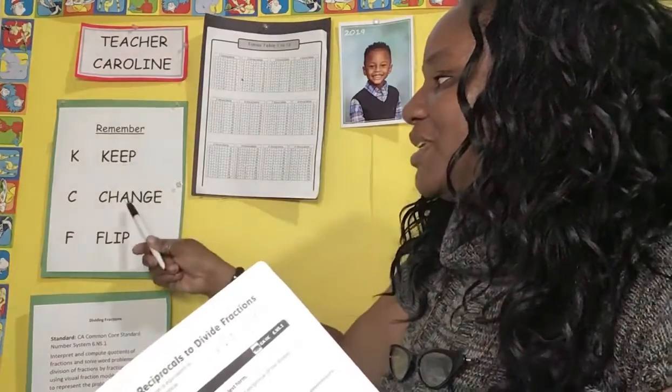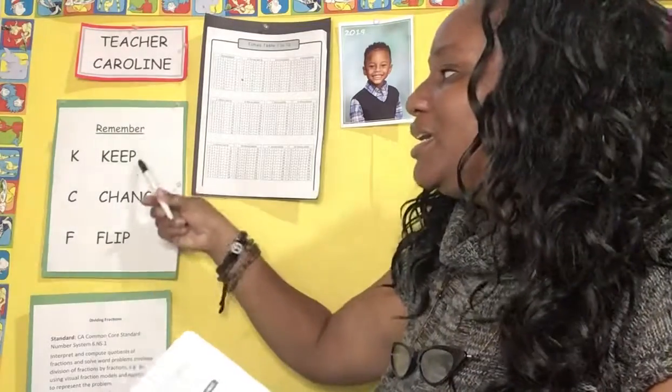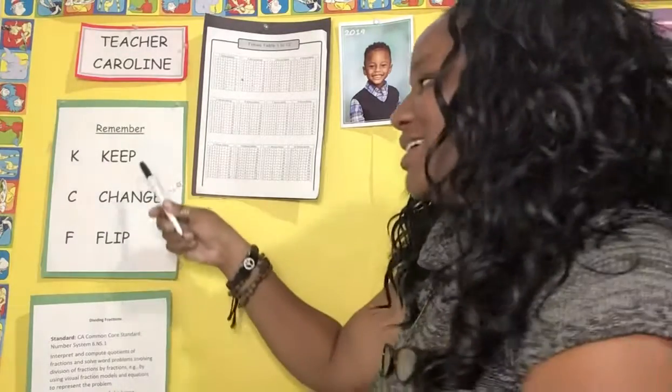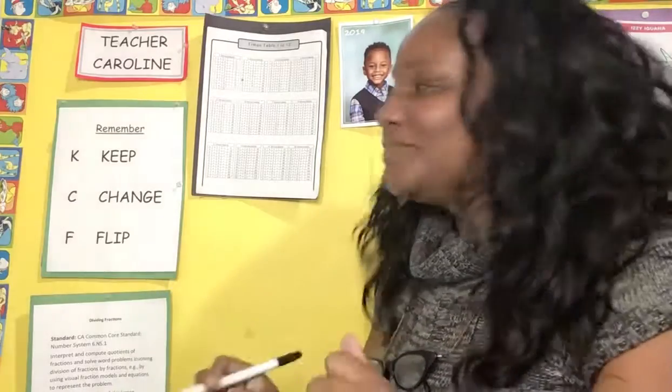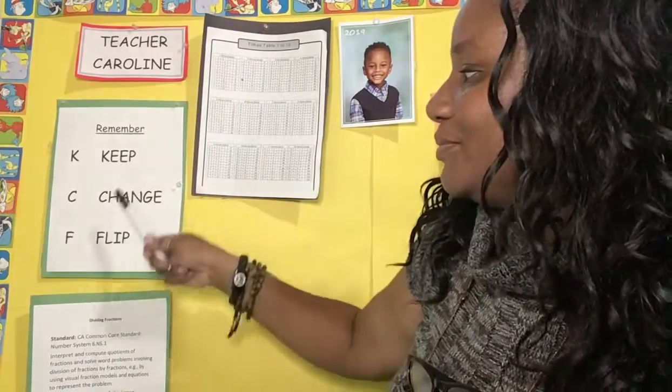Remember, keep, change, flip. Keep, change, flip. You got it? Reduce it, that's the end. Why do we flip it? I'll explain the math. Dividing by 2 is the same as multiplying by half.